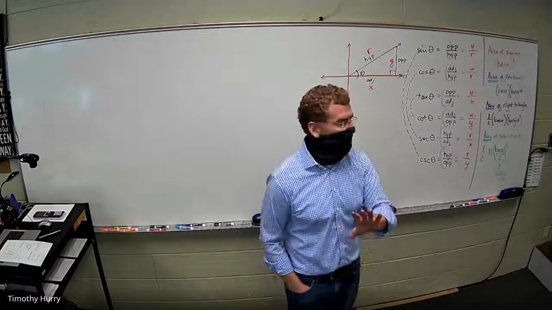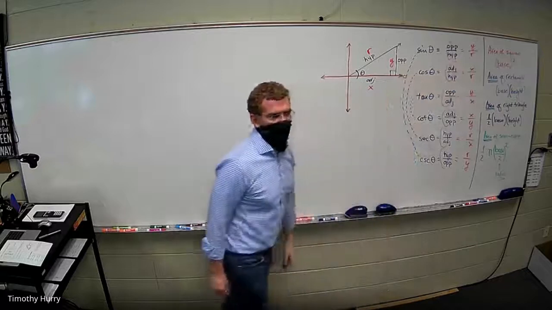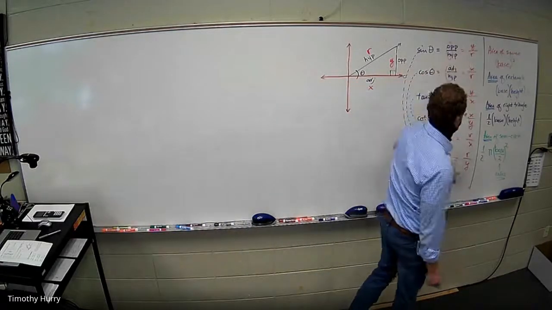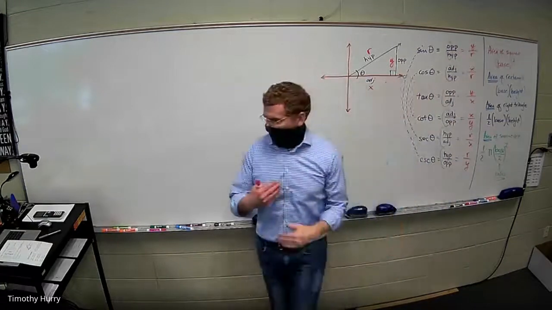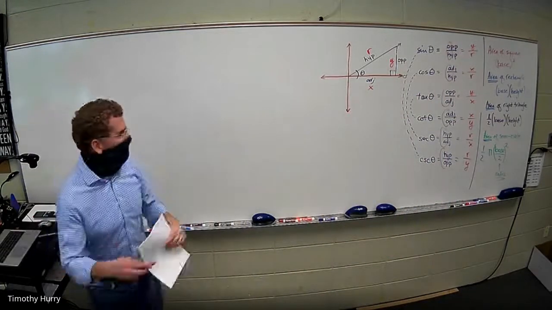Still gives me the same thing because cosine of the angle is the ratio. But anyway, enough of all that. So make sure you know these representations as well when we get to the unit circle, because that's going to become important. All right, the next thing I want to talk to you about is this.